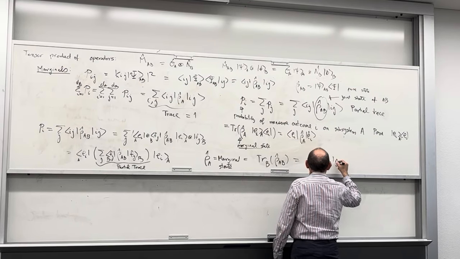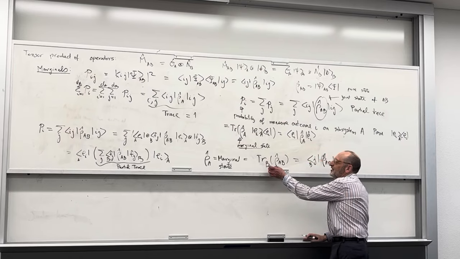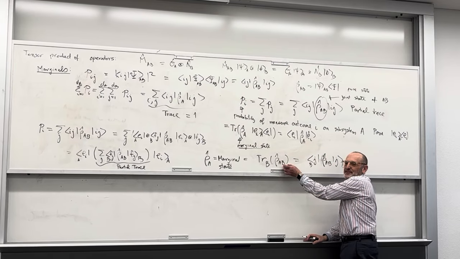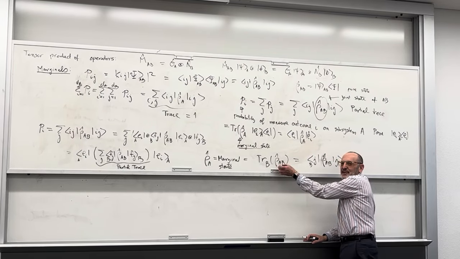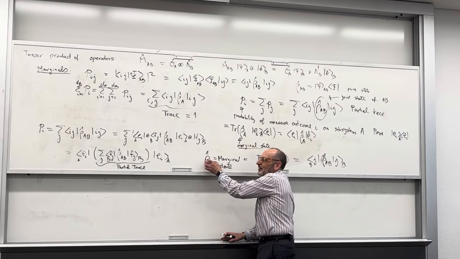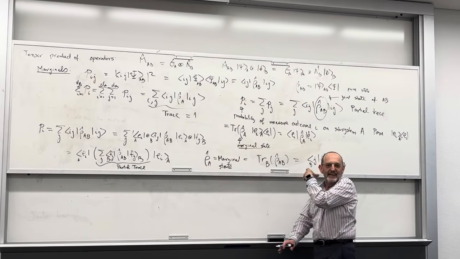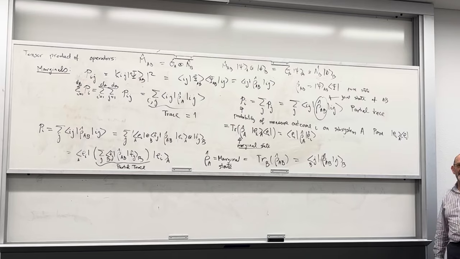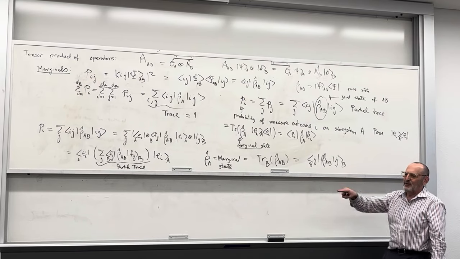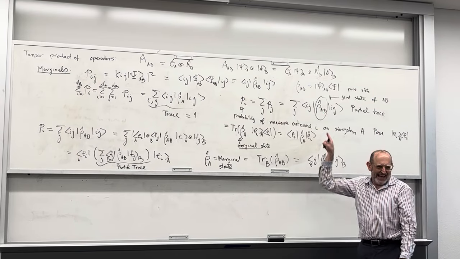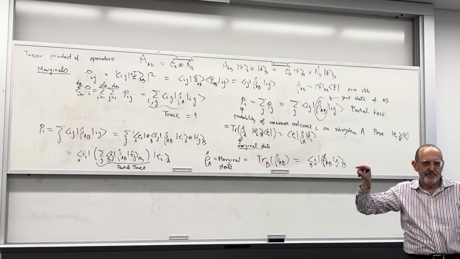And the language we often use is that I trace out one of the subsystems. When I've traced out that subsystem, I'm left with the marginal state for the remaining subsystems. So these are all different pieces of mathematics that are describing the same thing.